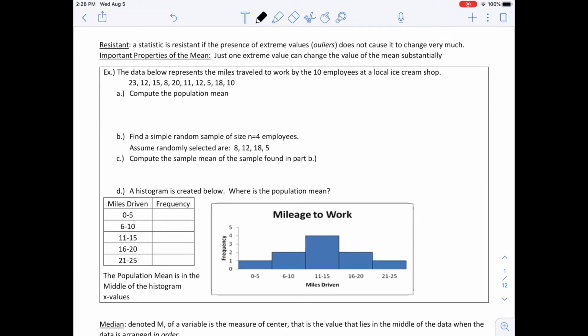A statistic is resistant if the presence of an extreme value or an outlier does not cause it to change very much. Important properties of the mean: just one extreme value can change the value of the mean substantially.